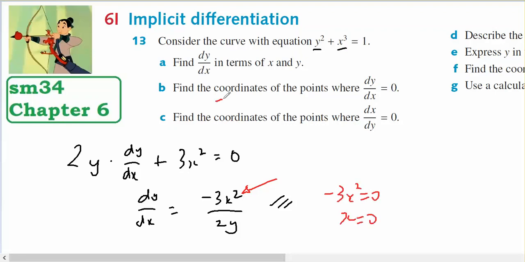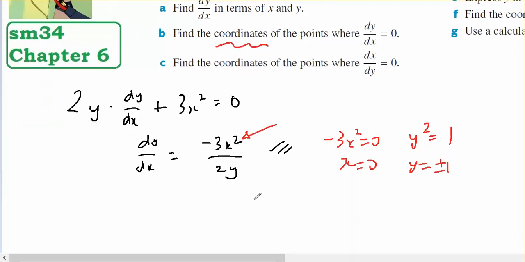And I need to find the coordinates. So when x equals 0, y squared equals 1, therefore y equals plus or minus 1. So I have two answers to this. dy/dx equals 0 at (0, 1) or (0, negative 1). So that's part B done.